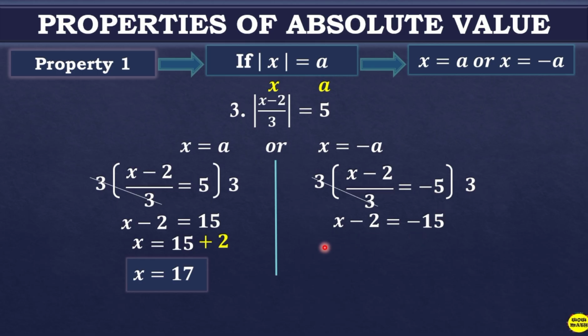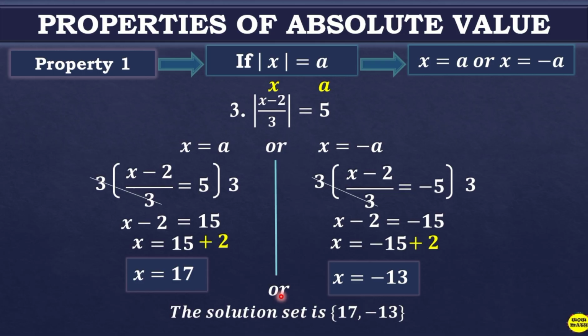So, going back to the process of solving linear equation, so that is x. You may use transposition. X is equal to negative 15. So, since negative ito, magiging plus 2. So, x is equal to negative 15 plus 2, that is negative 13. Do not forget "or". So, our solution set is 17, negative 13. Ito po yung sagot niya. Okay, so ito po ang gagawin kapag may fraction. Ganun lang din po siya.